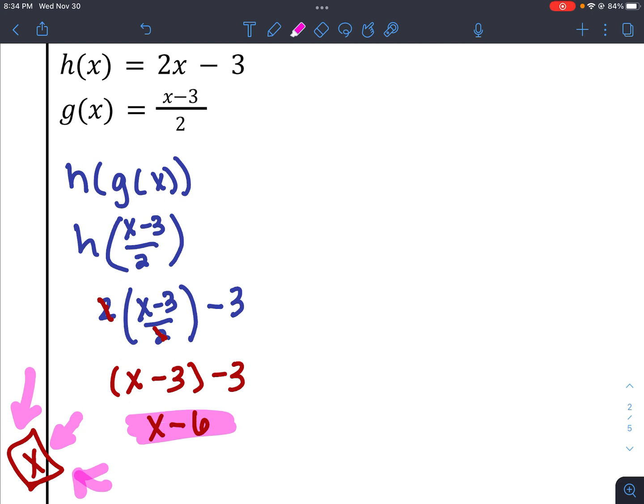Because it equals x minus 6, we can automatically say these are not inverses. We do not need to do it the other way. If one way works, great. And by working, I mean it simplifies to x, then we check the other way. But if it doesn't equal x, then I don't even go on. I don't need to. I know they're not inverses.